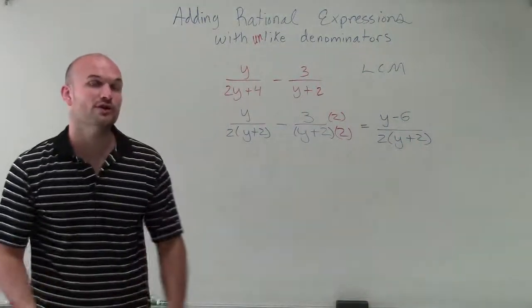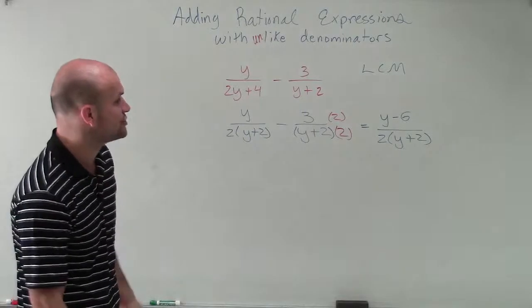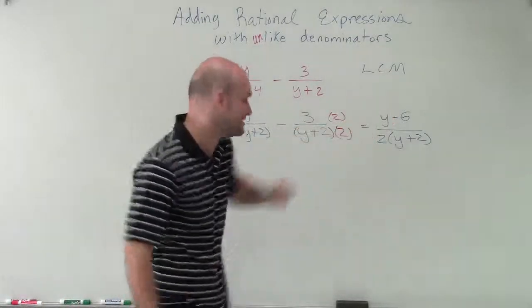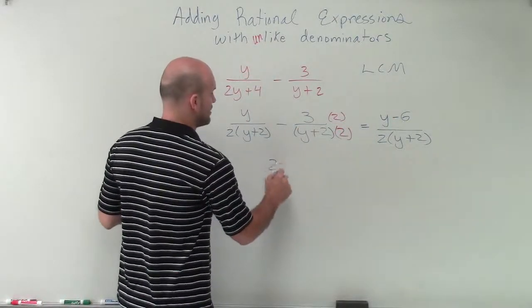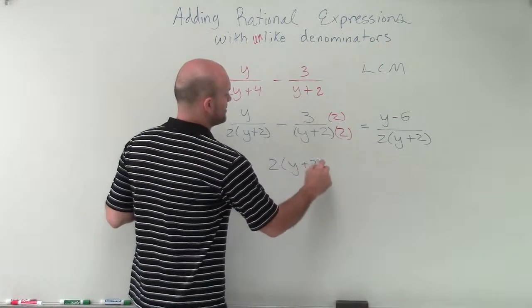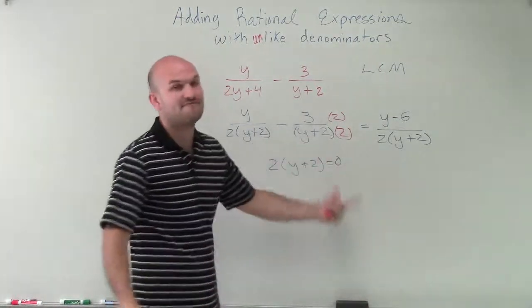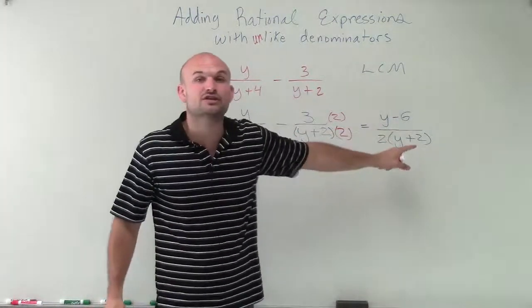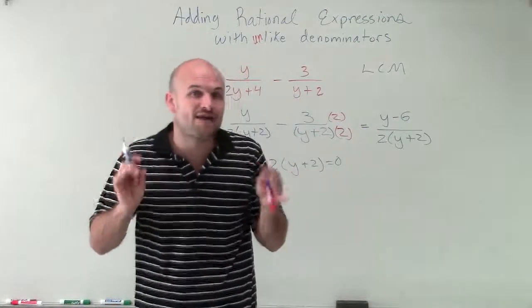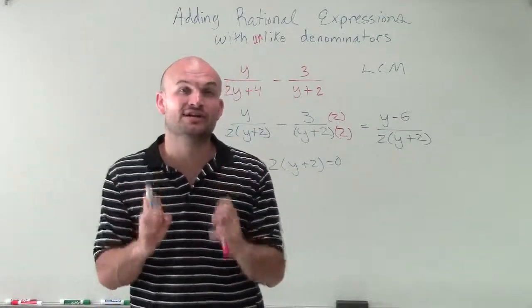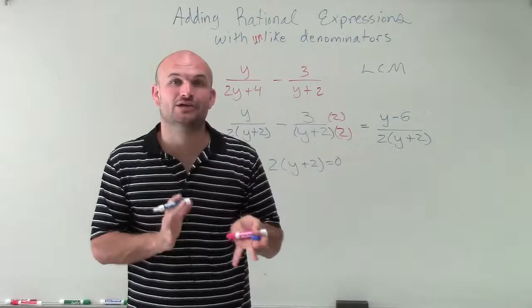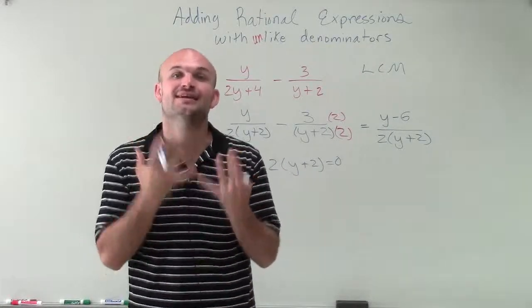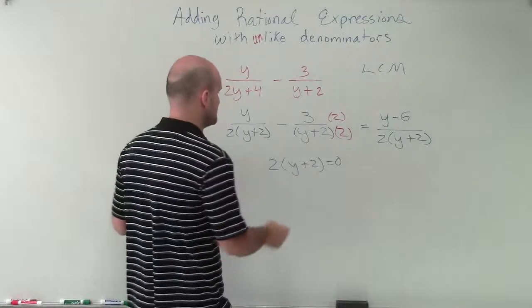Now, if we wanted to go ahead and find our constraint, we notice that's going to be our finalized answer. But remember, when looking at our constraint, we want to set our denominator equal to 0, because we want to find what values for y make our denominator equal to 0. When we find that value that makes our denominator equal to 0, that's the value we're going to say our denominator cannot be. It's not going to be a part of our solution.